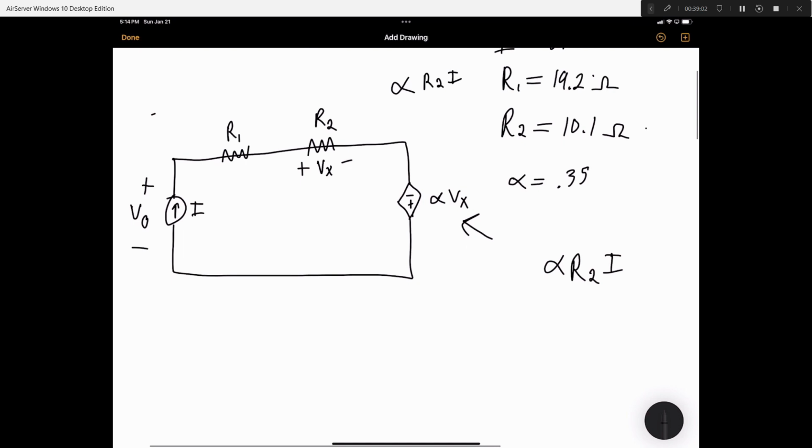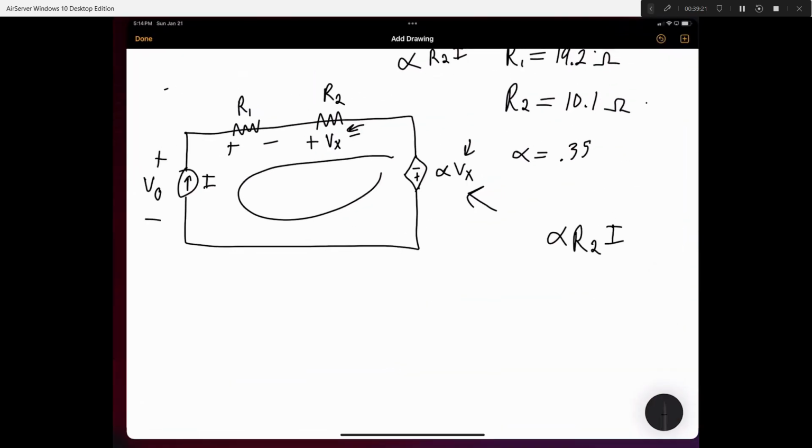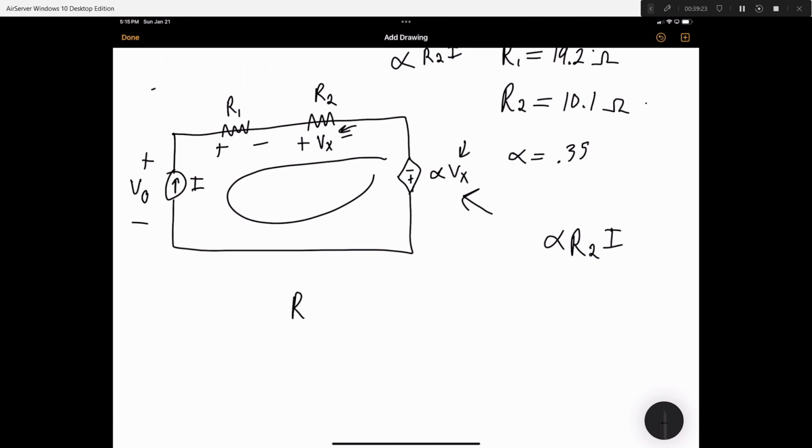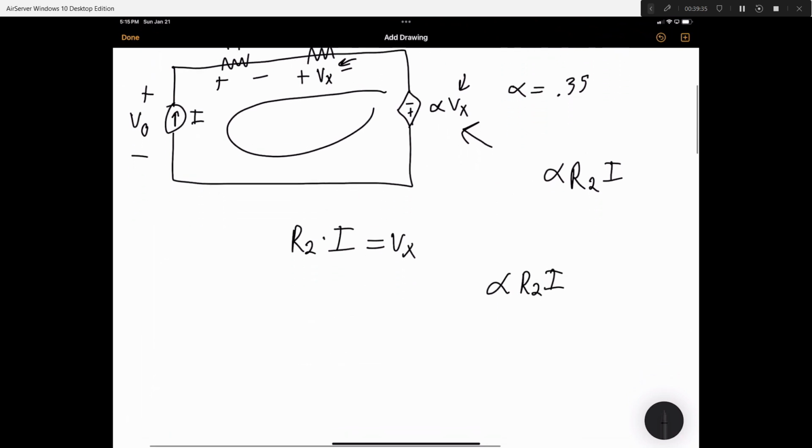So if we go this way, plus negative. The sign convention, let's review. Before we do that, we need to find what Vx is. Vx is V2, and voltage is equal to resistance R2 times current, which is I. We know those two, which is equal to V of x. We can sub that in, like so.